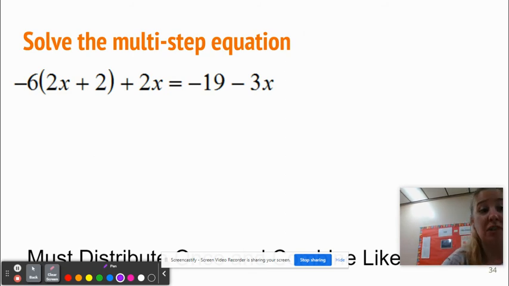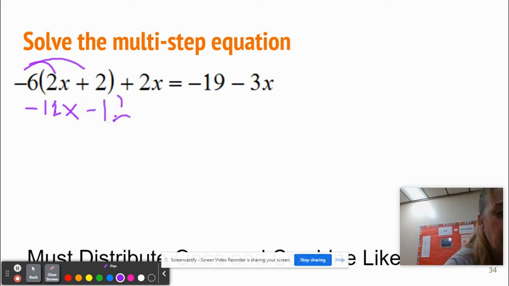Okay, so we have to distribute again. So negative 6 times 2x is negative 12x. Negative 6 times 2 is negative 12. And then this positive 2x, we don't distribute to it because it's not in the parentheses. So this positive 2x just comes down, and we never did anything over here either.